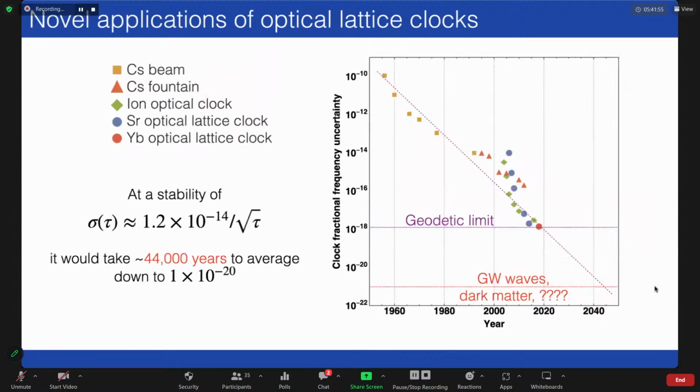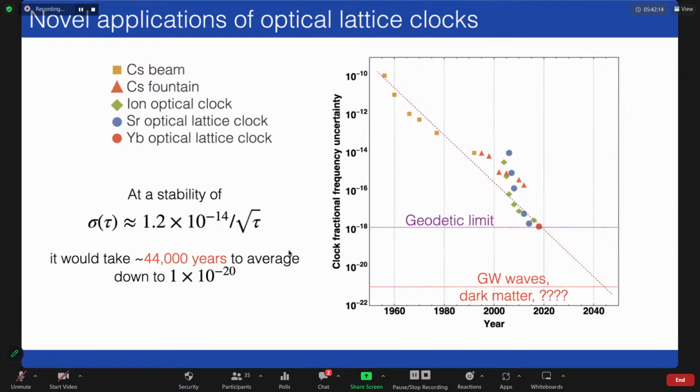And to give you some sense, if we're going to try to reach down to this 10⁻²⁰ level to say measure gravitational waves or something, at the stability that we're achieving in my lab right now, it would take 44,000 years to average down to 1 times 10⁻²⁰ to measure just one data point. And of course, that is not a reasonable kind of measurement to make.